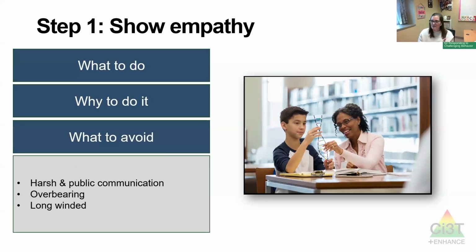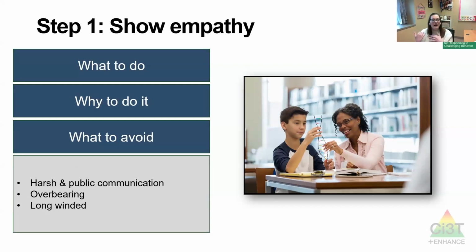Yes, so the next part is what to avoid, which as you've clearly listened to me on this step, I am guilty of being long-winded or overbearing, and then using harsh or public communication. The overbearing, I mentioned walking to that student and connecting privately.